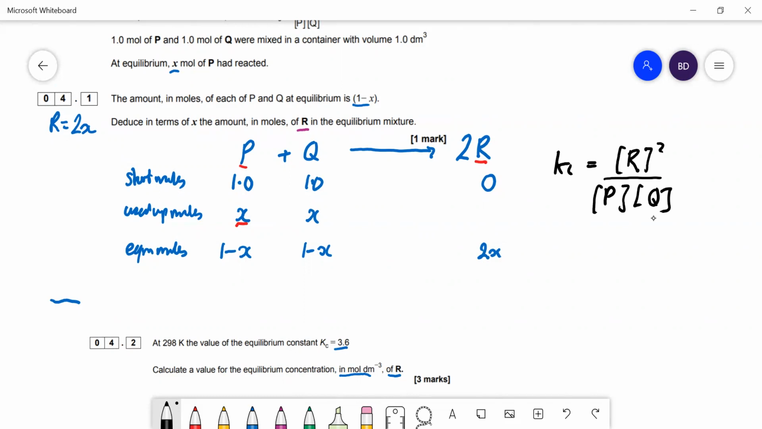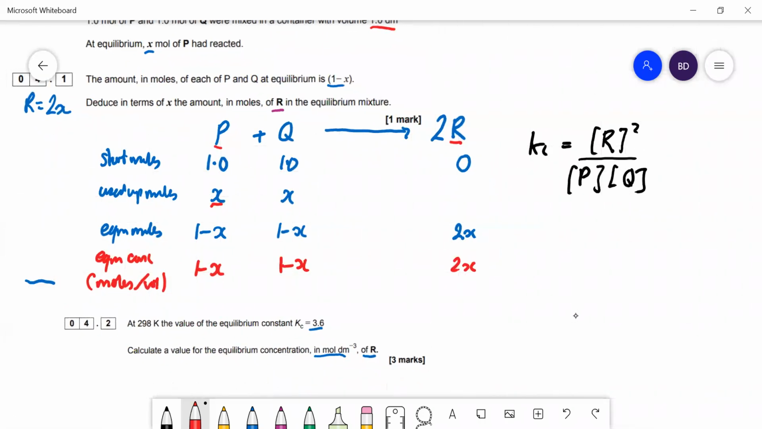So really what we need here is the equilibrium concentration, which is equal to moles over volume. But very conveniently, they tell us here that the volume of the container is 1 dm cubed. So we're just dividing by 1. So the concentration is also 1 minus X, and 2X there. So we don't have to worry about the volume too much. Right. So now they tell us what Kc is. We've got to put our values into this equation. And the only thing we're not going to know is X. Right. So let's do that.